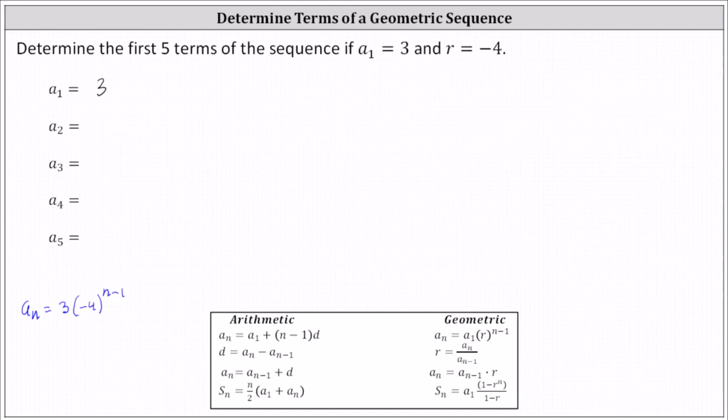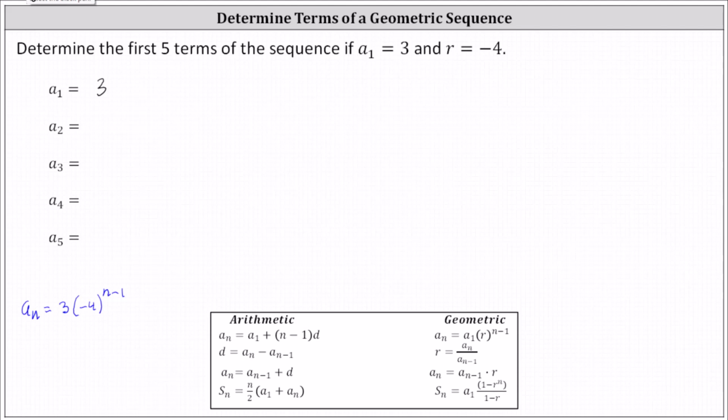determine a sub 5. However, because we're looking for 5 terms in a row, it's probably faster to recognize that for any geometric sequence, a sub n is equal to a sub n minus 1 times r, which means to find any term in the geometric sequence, we take the previous term and multiply by the common ratio r.